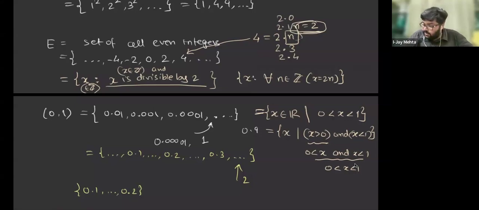Are you following? 6 is also there. 6 belongs to E. Why does 6 belong to E? Because we can write 6 equals 2 into something. Not for all integers, there is some integer. There exists. What is that integer? That is 3. So here we have to write there exists some n in Z such that x equals 2n. Right? This is the set. How many of you understand this? Right? So there exists.